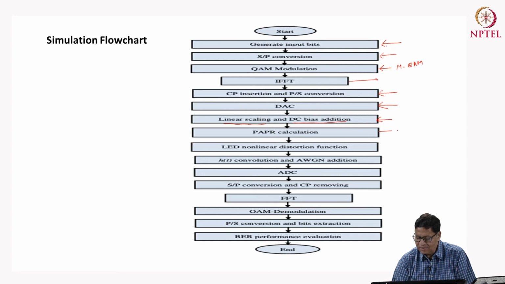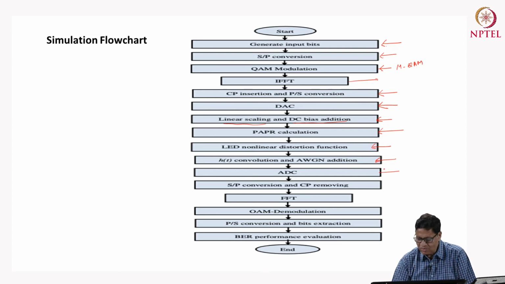And then you want to study for different PAPR. So PAPR calculation, the effect of PAPR on the BER, that can be done here. So PAPR calculation at this stage. And then the signal is given to the LED, which has some nonlinear distortion. It is not a perfectly linear device, so you have to take care of that nonlinearity in the device. And then this is the channel response, H. You have to convolve with the h(t), channel impulse response, and addition of additive white Gaussian noise.